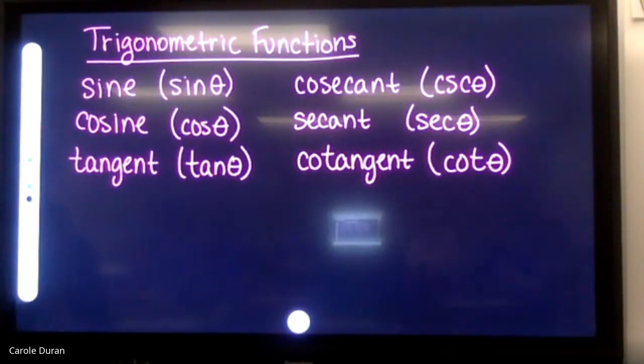I don't think we ever used these. No, in geometry, you should have just used sine, cosine, and tangent. I remember cotangent. Maybe. Good, that's good. So cotangent is going to be these three.